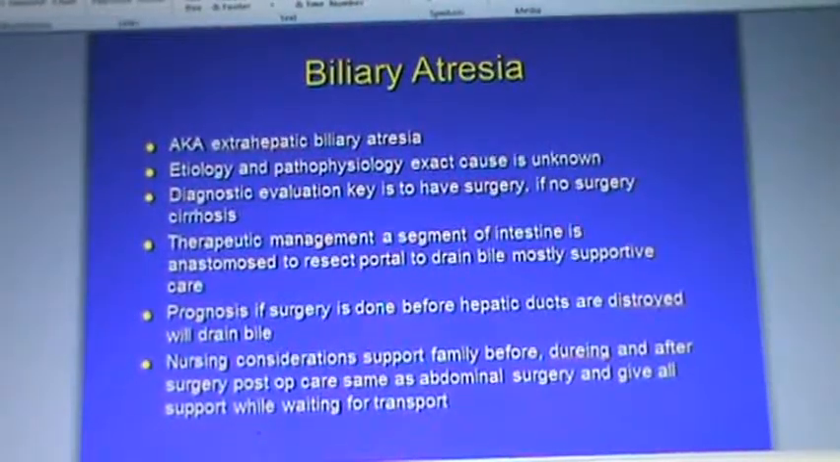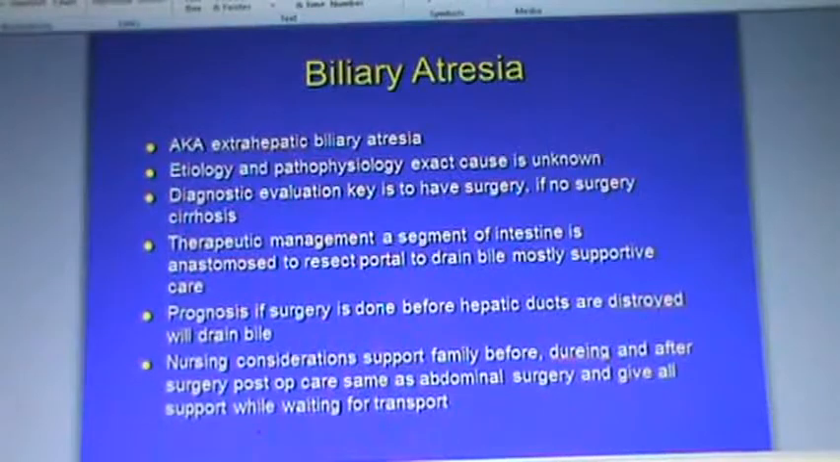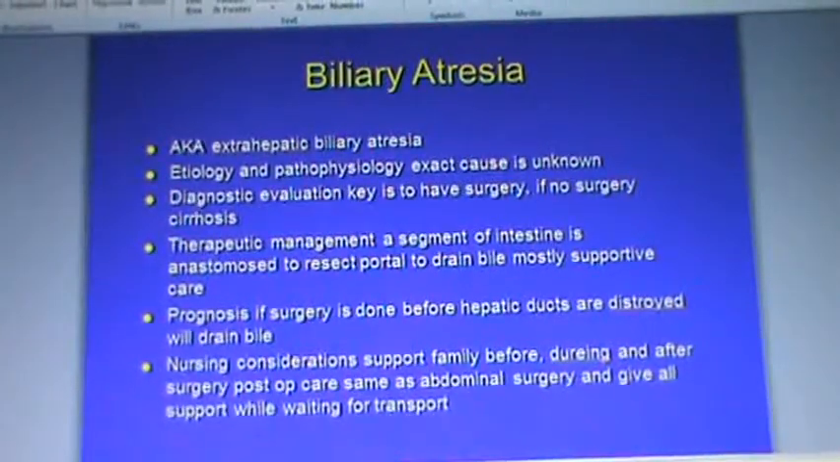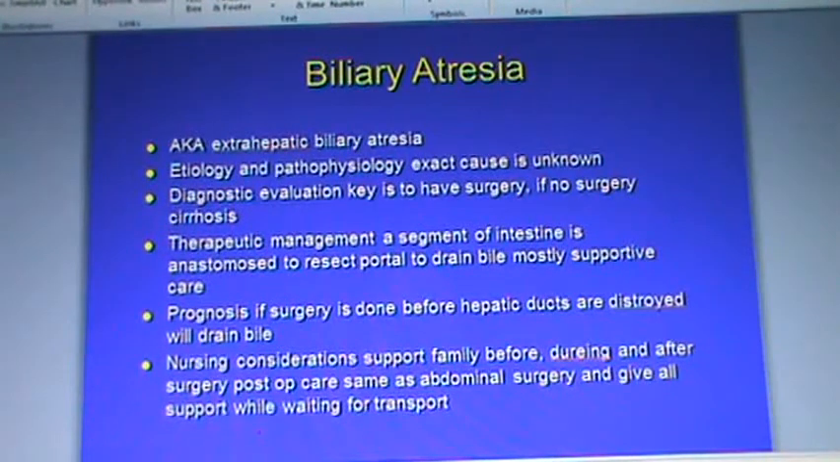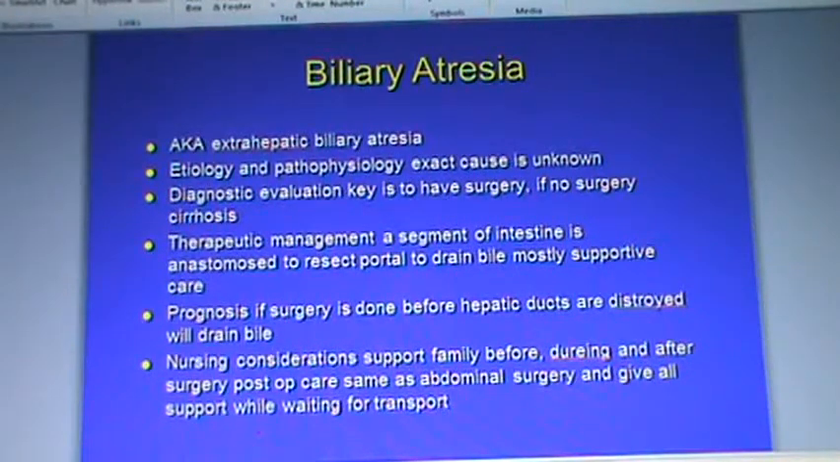Biliary atresia. It's known as extrahepatic biliary atresia. Etiology and pathology: exact cause is unknown. Diagnostic evaluation key is to have surgery. If no surgery, you get cirrhosis. Therapeutic management: a segment of intestine is anastomosed to resect portal to drain bile, mostly supportive care.